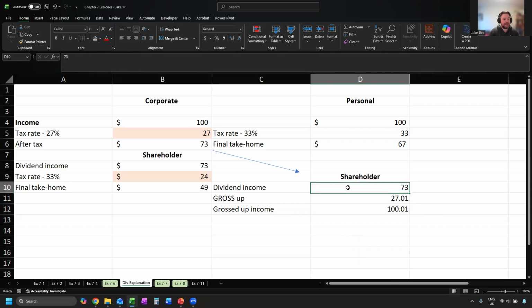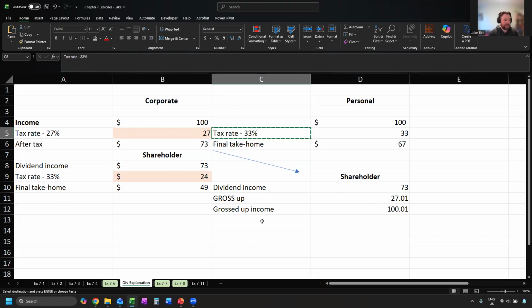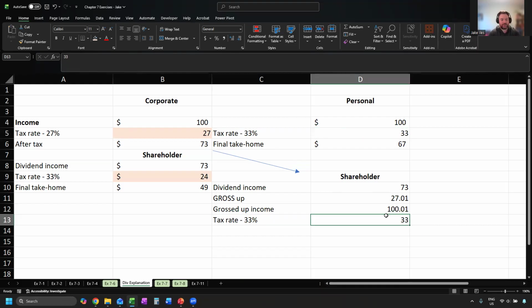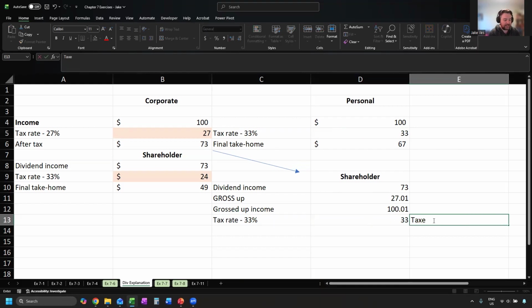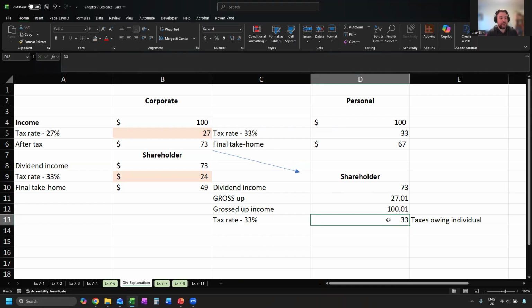So we've taken the dividend we received and we returned it to that $100 that was originally received, that same sort of business income. And then we calculate the taxes on it. So tax rate 33%, $100 is still $33. So these are the taxes owing from the individual. This is what the shareholder owes in taxes. So that returns us to that $33.